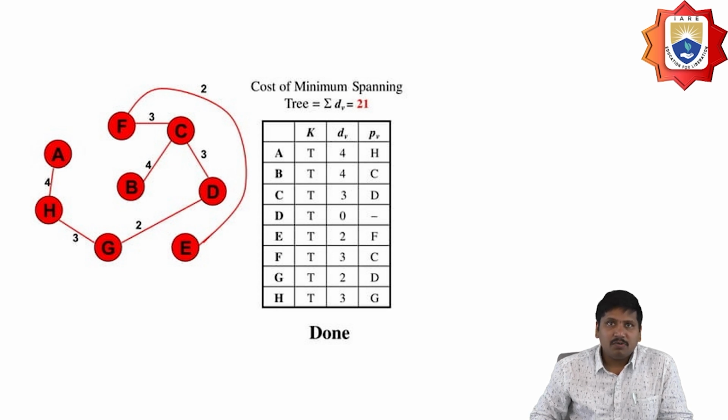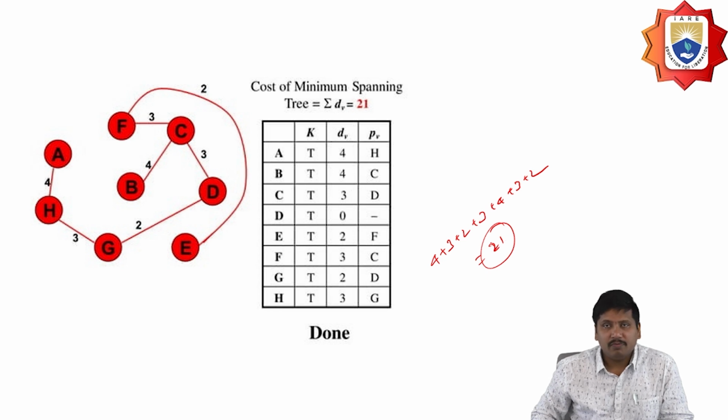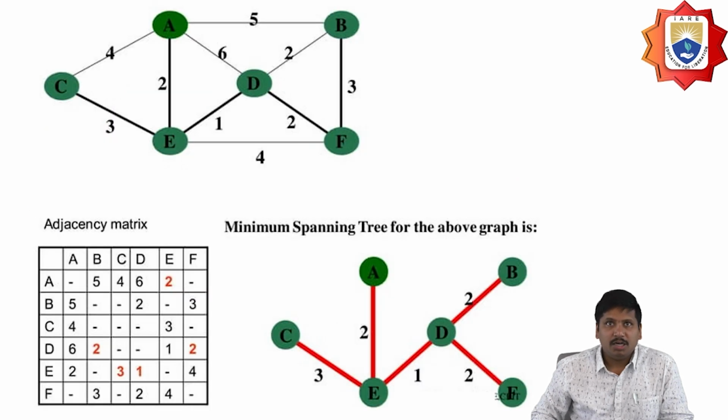So from this given graph, the minimum weight is going to be calculated. The minimum weight of this one is also the same, so 4 plus 3 plus 2 plus 3 plus 4 plus 3 plus 2, so that should be 21. So 21 should be the minimum spanning tree weight from the given graph.